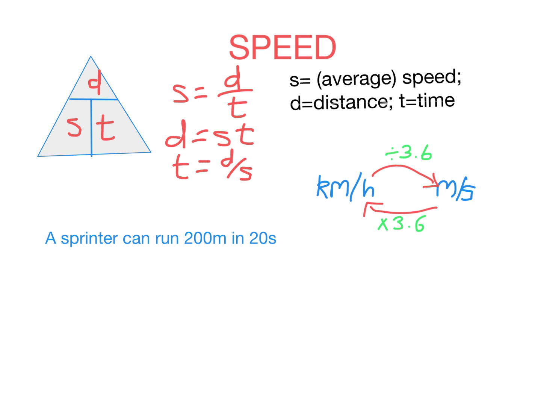So just so we note that speed is normally written in kilometers per hour or meters per second, there is a very easy way to convert between the two. If you want to go from kilometers per hour to meters per second, you divide by 3.6. And the opposite is true. If you want to go from meters per second to kilometers per hour, you times by 3.6. So let's just start with an easy example.